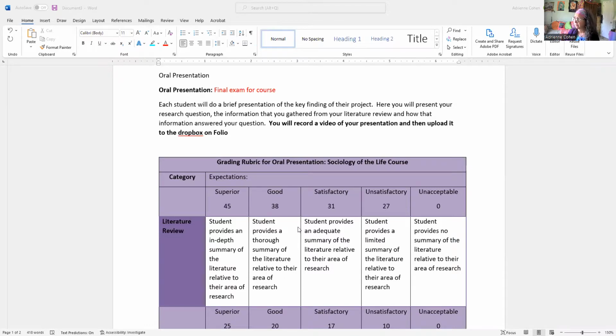So you're going to do a brief presentation with the key findings from your project. So what do I mean by that? Well, you had topics that you've covered in your final paper, so you're going to use those. In the oral presentation, you're going to state what your research question is, and then the information that you gathered from your research that helps to answer the research question. So here's my research question, here's what the literature says, and how it answers my research question.